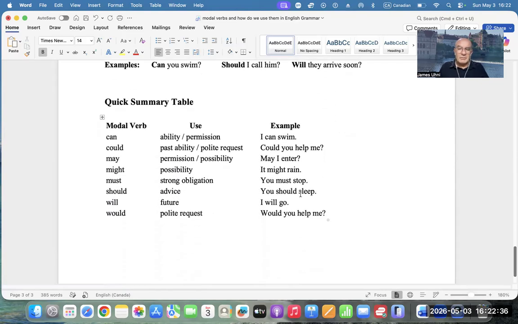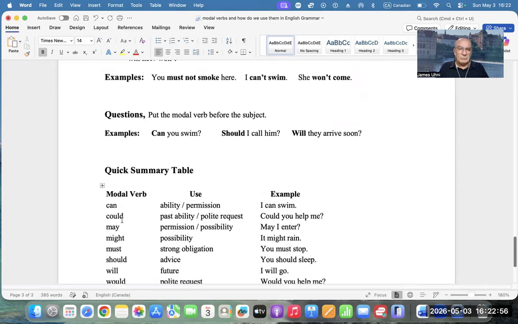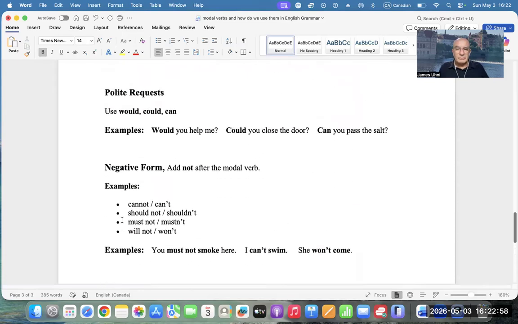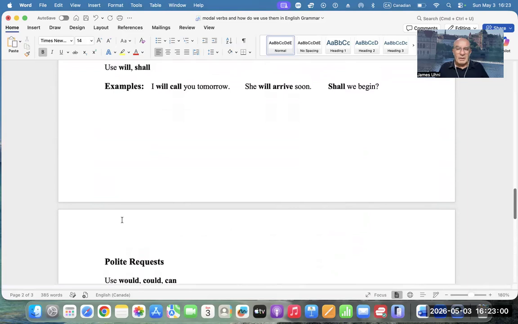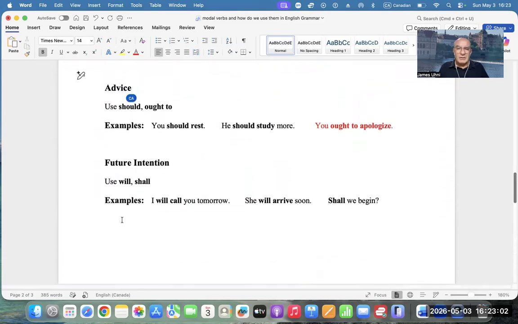Here is a quick summary table. Can, ability; could, past ability; may, permission; might, possibility; must, strong obligation; should, advice; will, future; would, polite request. I deleted, that's right, ought to. Now I will return to what I marked with red. You ought to apologize. I'll give you an example.